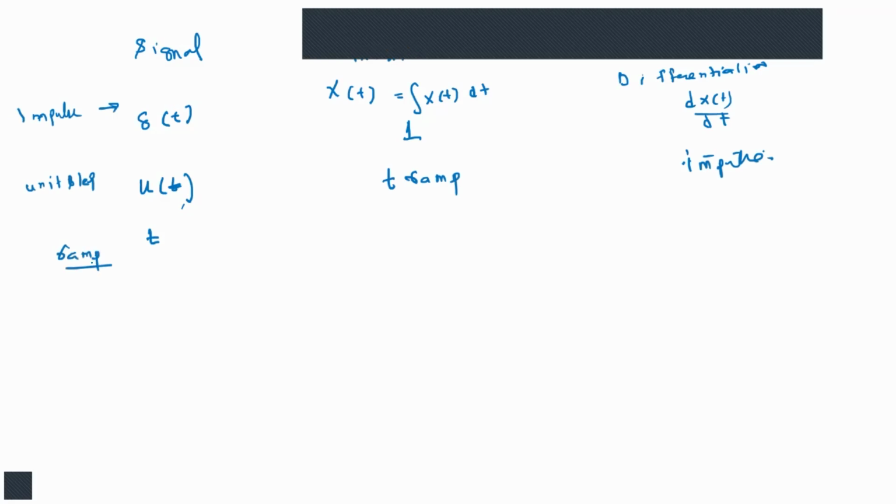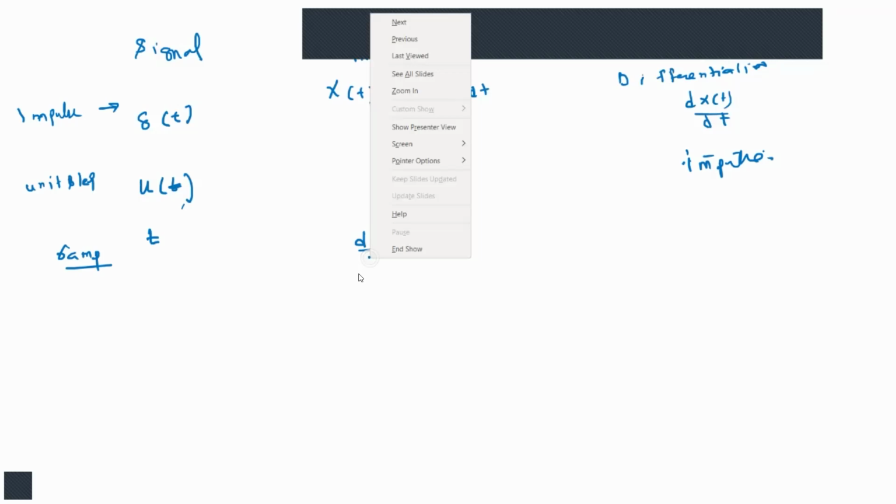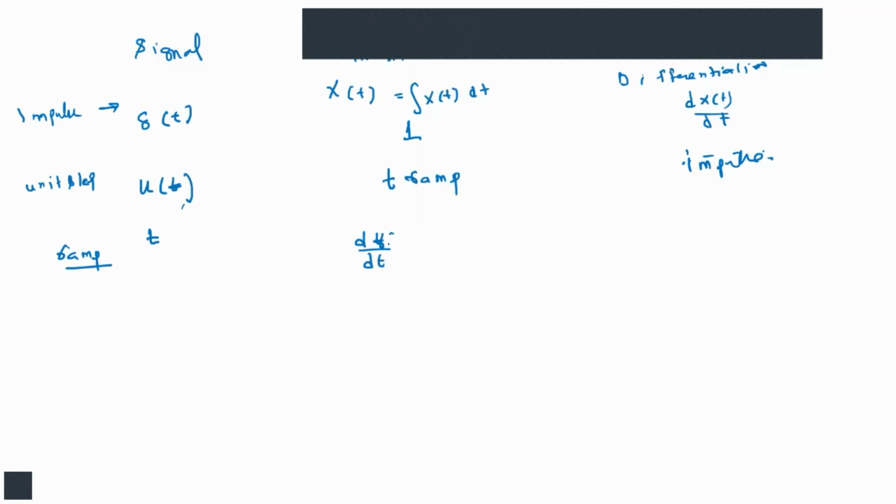So if you differentiate the ramp, d by dt of the ramp signal r of t will result in a unit step signal, and integration of a ramp will result in a parabolic signal, that is t square by 2. So these are important functions which you have to keep in mind.